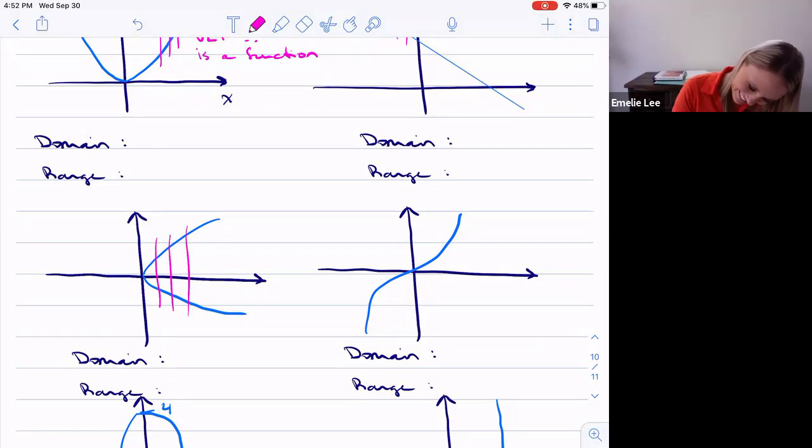So here, this is our first example where it doesn't pass the vertical line test because it crosses the graph at more than one point, right?